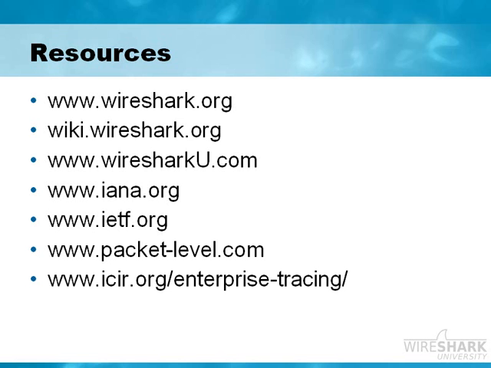And finally, you can get some additional trace files online at www.icir.org/enterprise-tracing. This site is the Lawrence Berkeley National Labs, where they have over 11 gigs of trace files for you to look through. So these are some of the key resources. And now would be a good time to pause the video and to go out to some of these resources and sort of check them off and recognize what you can get from each one of these sites.